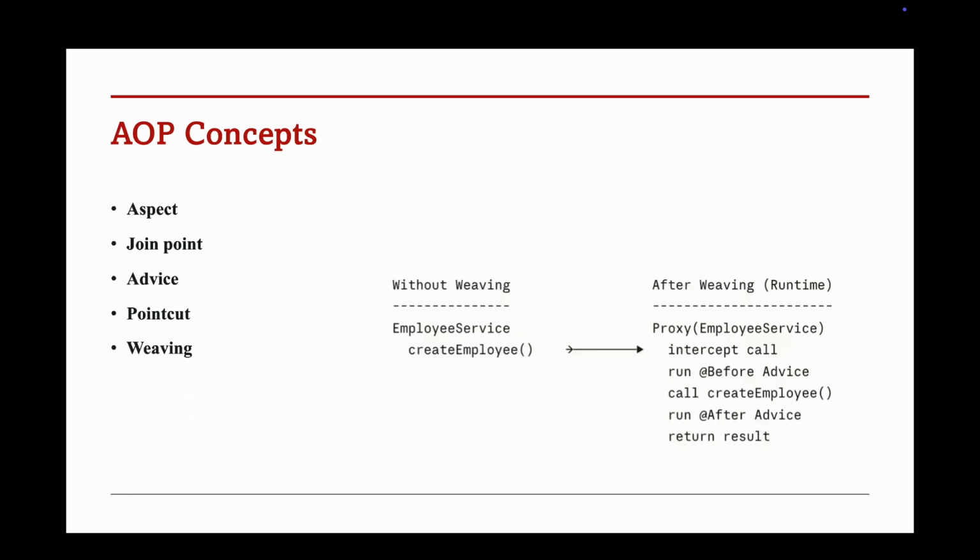Alright, and the final term. Weaving. Now we have learned aspect, join point, advice, and pointcut. All the pieces are defined. But there is still one question. How does Spring actually connect all of these pieces together and apply them to your application? That process is called weaving. Weaving is the process of linking your aspects with your application objects, so that the advice runs at the right join point, at the right time. In simple words, weaving is how AOP goes from being configured to actually working.